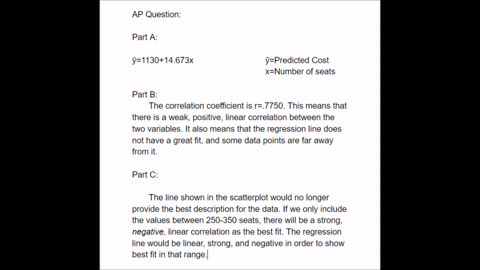For part B, it's asking you to find the correlation coefficient. So we find that the correlation coefficient is 0.7750, and we can get that from square rooting the r squared value in order to find the correlation coefficient, which is r.